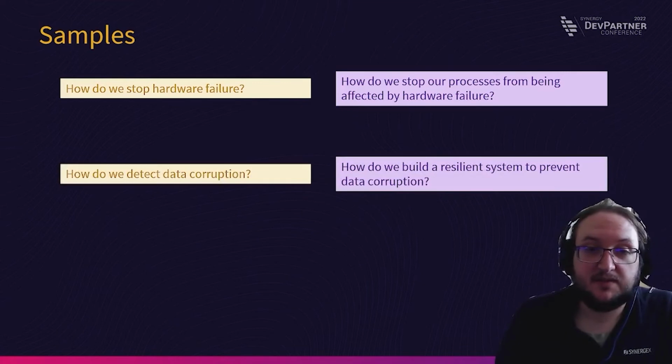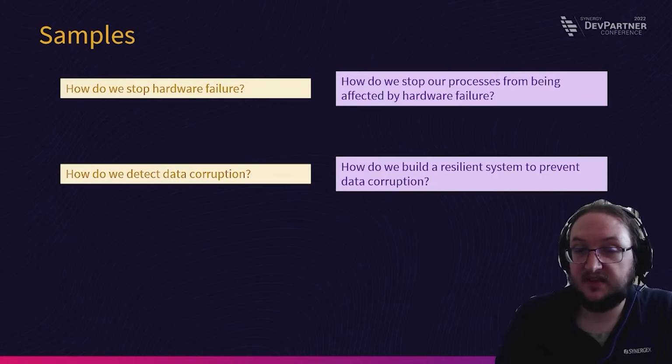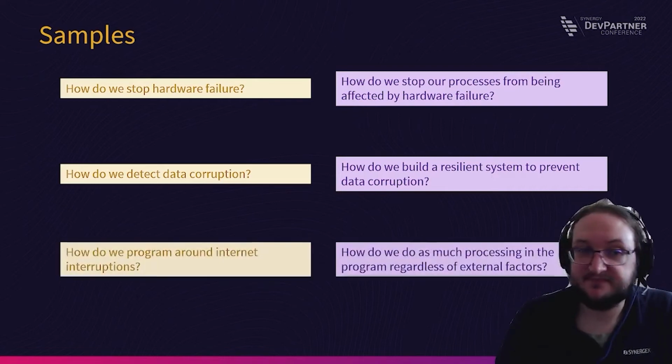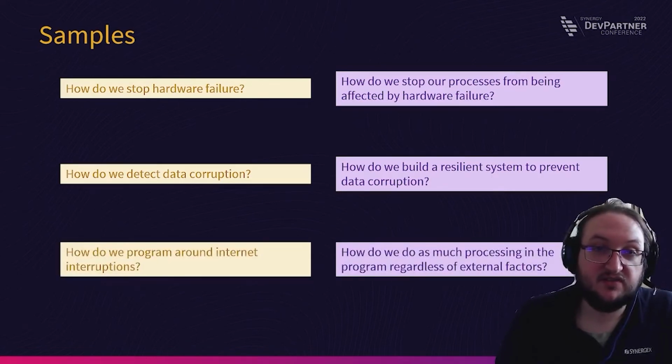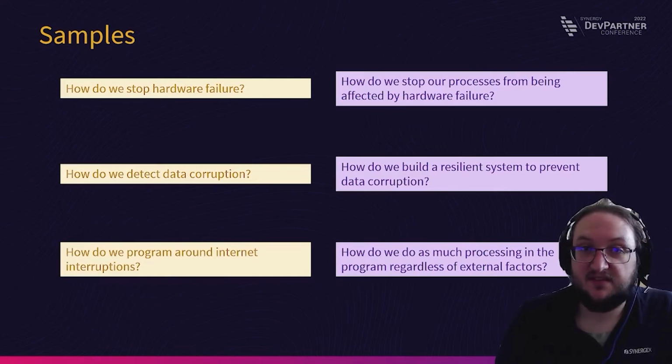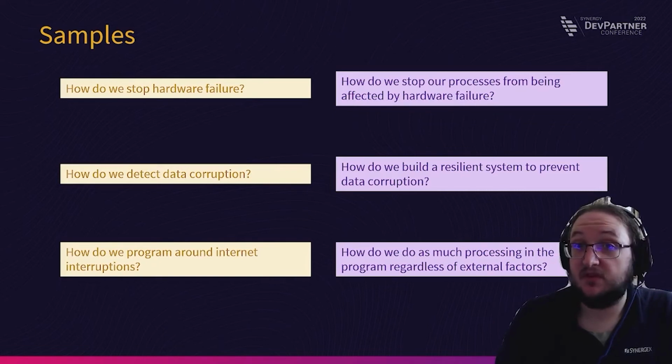"How do we detect data corruption?" can turn into how do we build a resilient system that prevents data corruption from even happening? Why is the data corruption happening? Maybe it's just the way we are handling the data, and we can redesign it so it doesn't happen. And then, how do we program around internet interruptions? Maybe instead of relying on an internet connection for everything, we make it so everything does as much processing locally as possible, and we make the actual connection part as minimal as possible. That's what we're talking about with different perspectives and broadening our question, rephrasing it to: what is really the purpose of this?